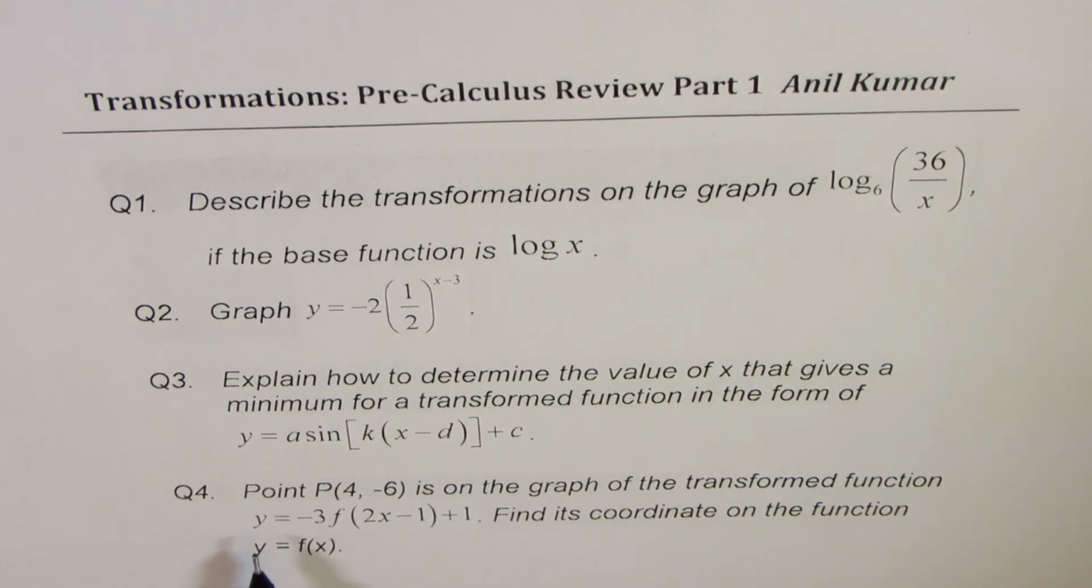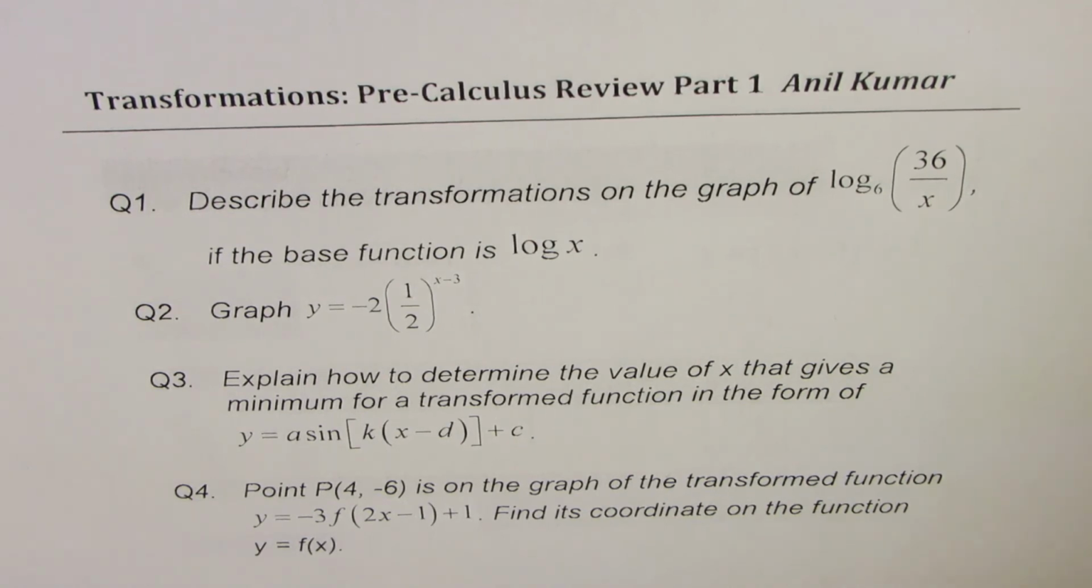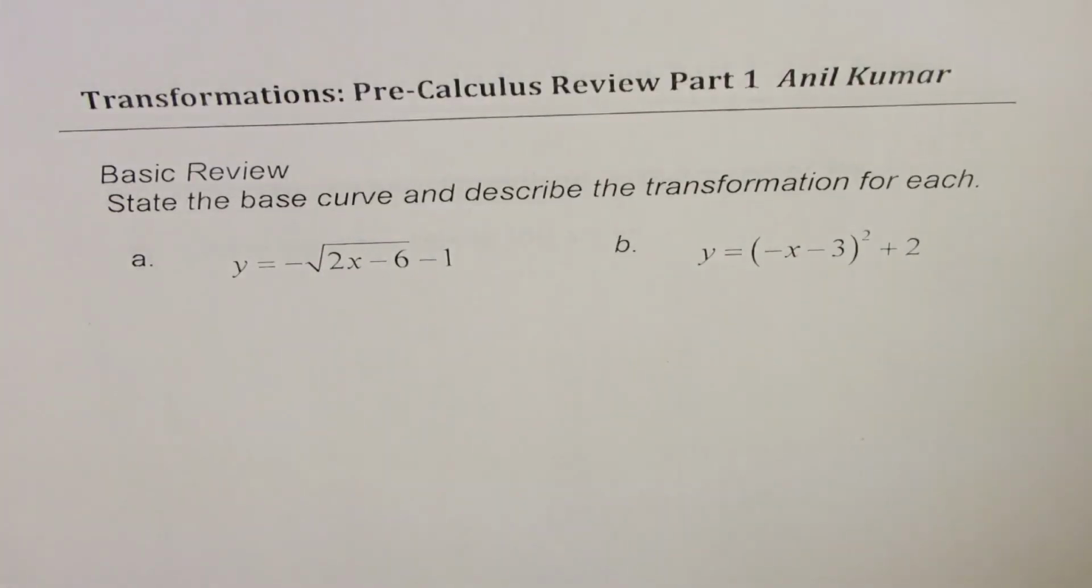And the last question here is, point P is on the graph of a transformed function y equals minus 3 f of 2x minus 1 plus 1. Find its coordinate on the function y equals f of x. So basically I've taken up all kinds of functions which you have learned in grade 12, and I hope that will help you to give a good review. But before answering these questions, let me summarize the basics.